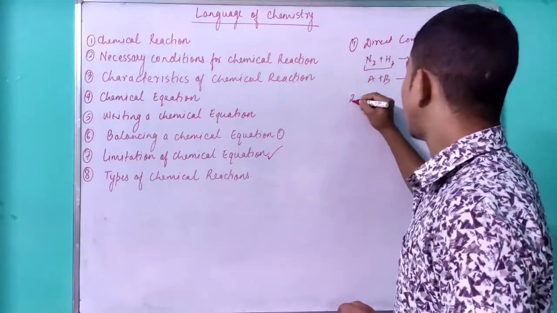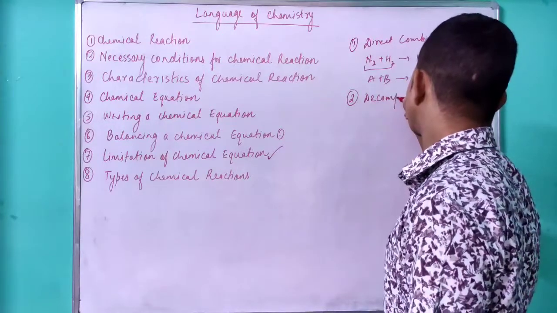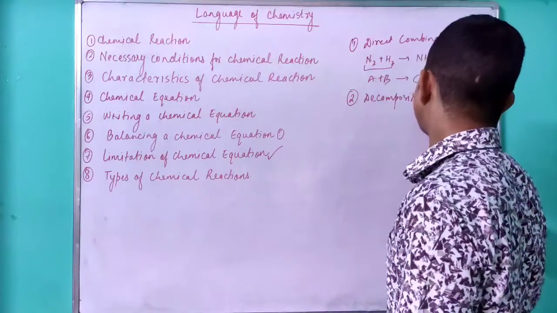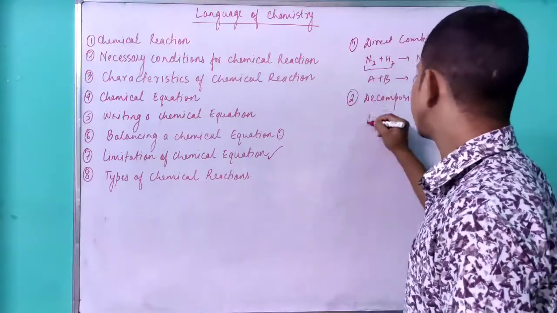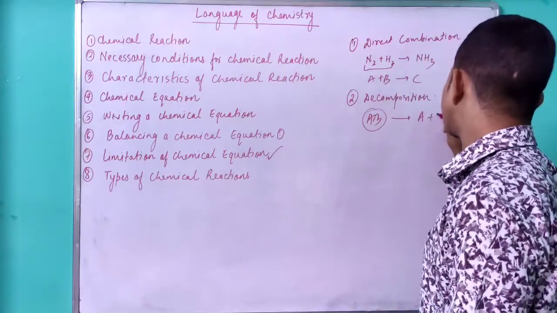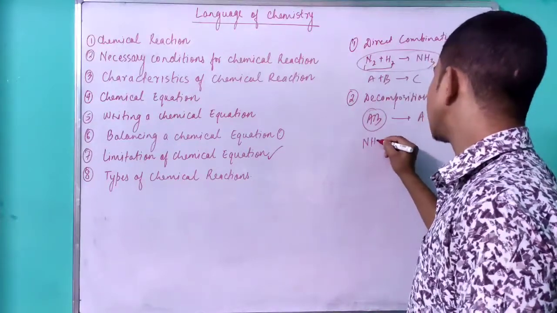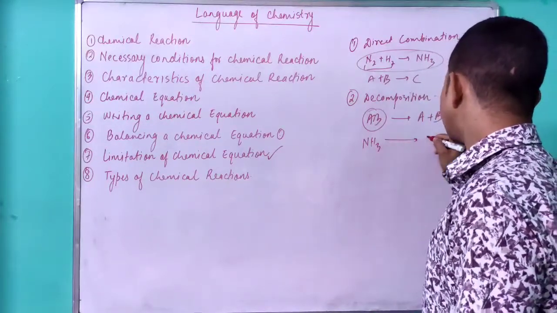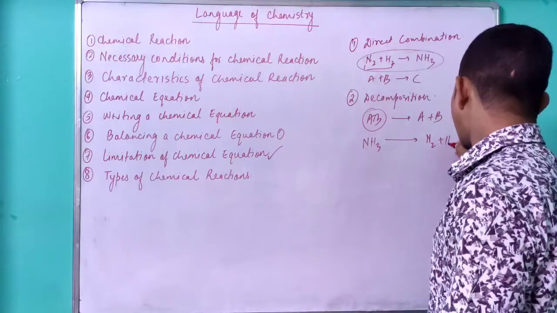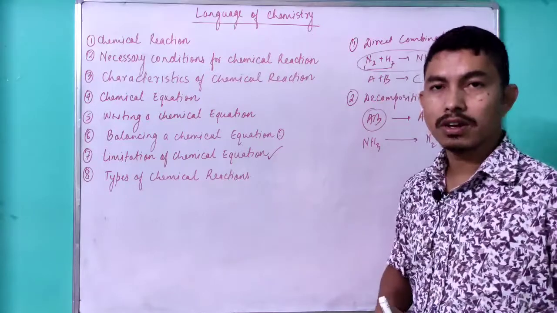The opposite of this reaction is called decomposition. Decomposition reactions are the ones in which AB, a single compound, when heated gives 2 compounds, A plus B. This reaction being reversible, when ammonia is heated again, it breaks into nitrogen and hydrogen gas. These kinds of reactions are known as decomposition reactions.